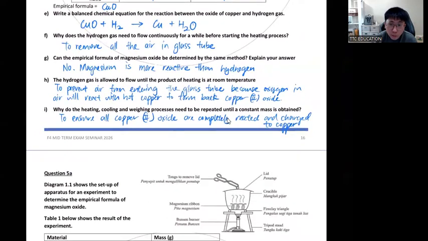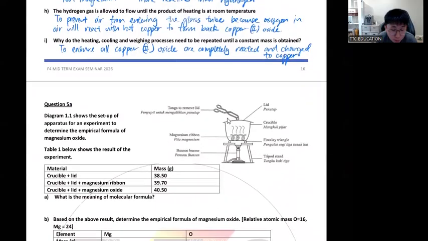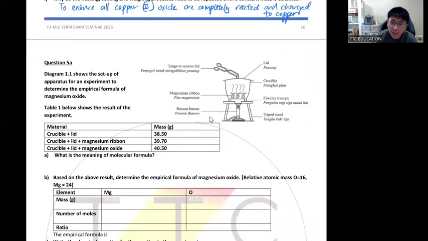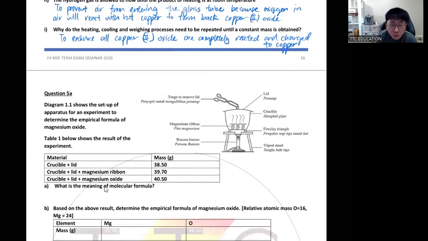Okay, so guys, I do one question of copper oxide already. Let's do one question of magnesium oxide. So the next one I ask you, what is the meaning of molecular formula? We purposely ask this one. Do we do one question for empirical formula? We ask you one question for molecular formula, okay?